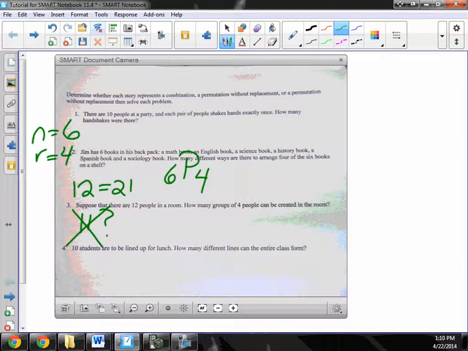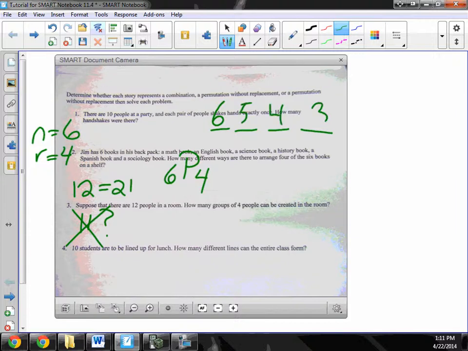The other way to calculate this, if you don't want to use the nPr button: whenever there's a permutation, you just write out r spaces. How many options for space 1? 6. How many for space 2? 5, because 1 is already there. So 5, 4. That's 30, 120, 360. Either way, you should get 360. P is permutation.